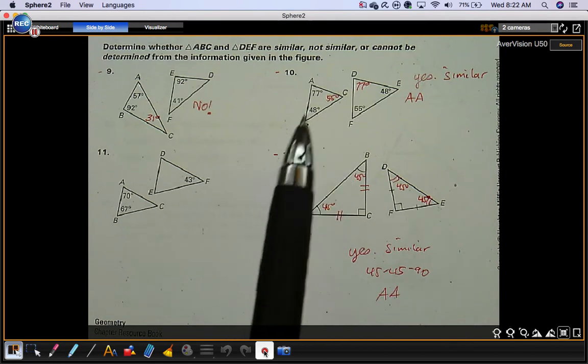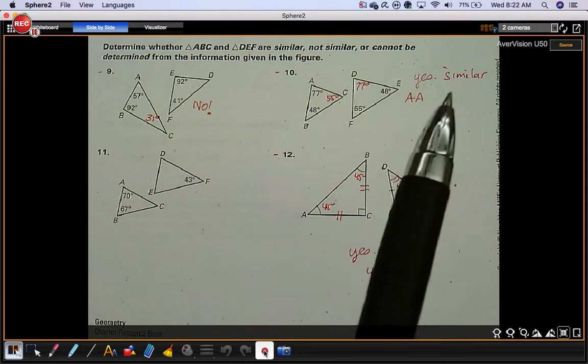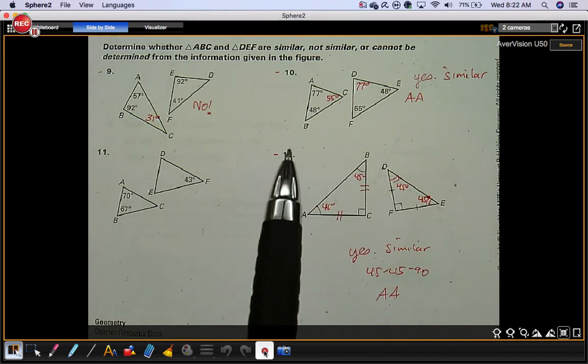But you do over here. If you solve for these angle measures that are missing, you notice that all the angle measures are the same. So these are definitely similar triangles.